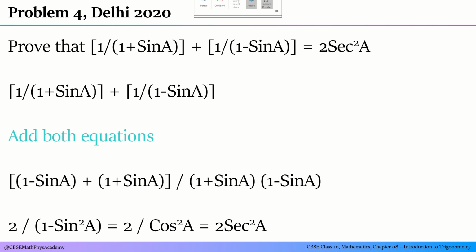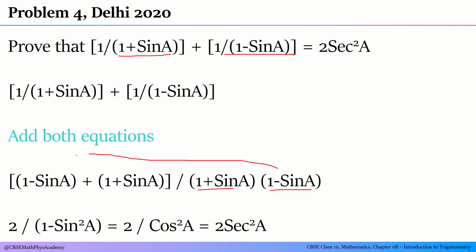Now I'm going to add both the equations. In the denominator you have (1 plus sine A) into (1 minus sine A), and on the numerator this 1 minus sine A goes here, plus 1 plus sine A goes here. Adding both, the sine A and sine A get cancelled. On the numerator you are left with 2. In the denominator you have 1 minus sine square A, and applying the trigonometric identity 1, it becomes cos square A. Cos square A is nothing but the inverse of sec, so it becomes 2 secant square A, which is your right hand side.